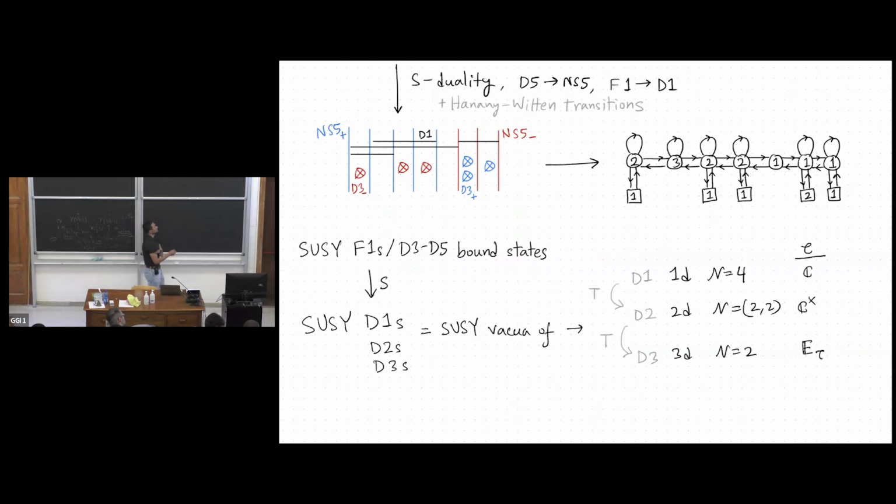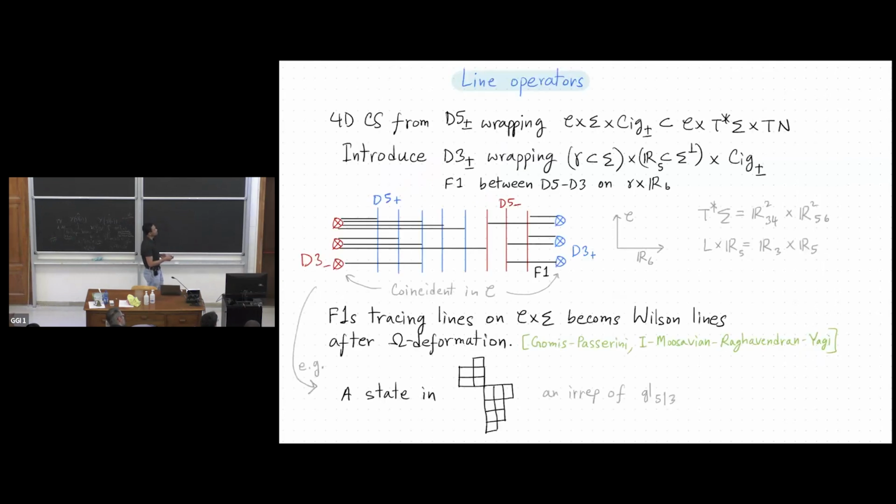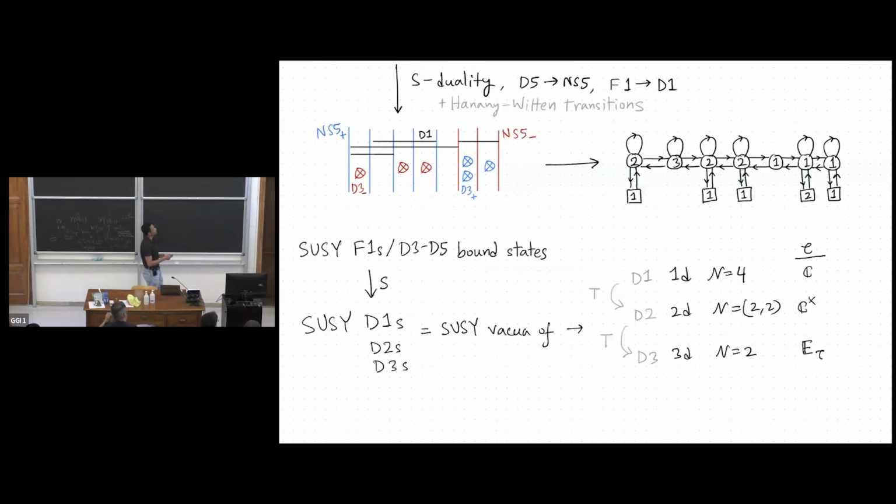Okay, so then after applying S-duality, which turns D5 into NS5 and fundamental strings into D1s, what we find is that the supersymmetric configurations of the fundamental strings are now supersymmetric configurations of the D1s. And I'm also doing some Hardy-Witten transition to change this picture into this picture.